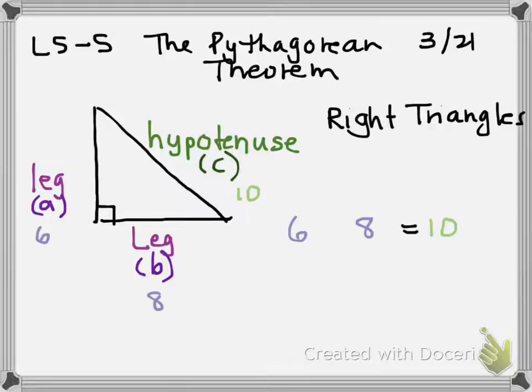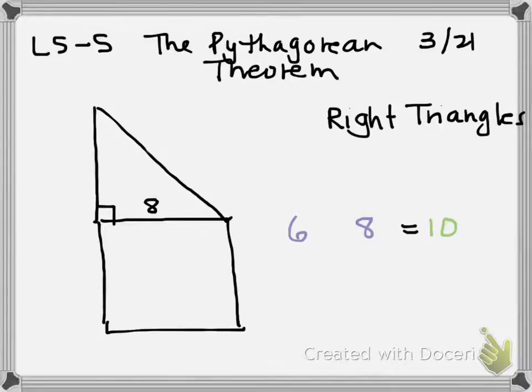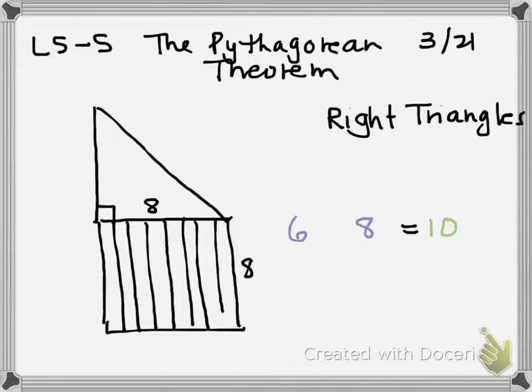Okay, let's do it this way. I'm going to erase these words, and these, and these. We said this one was an 8, and if I extended the sides to make a square, I would have an 8 by 8 square. So what I'm going to do is create eight by 8s.